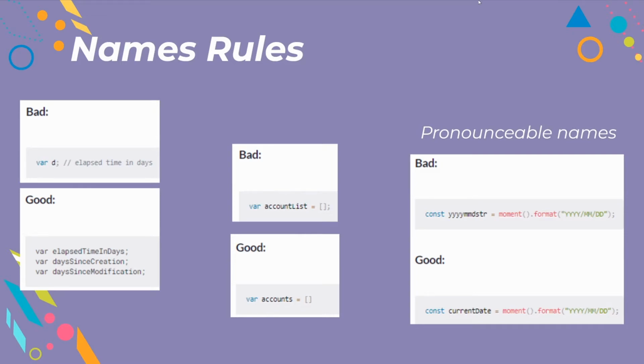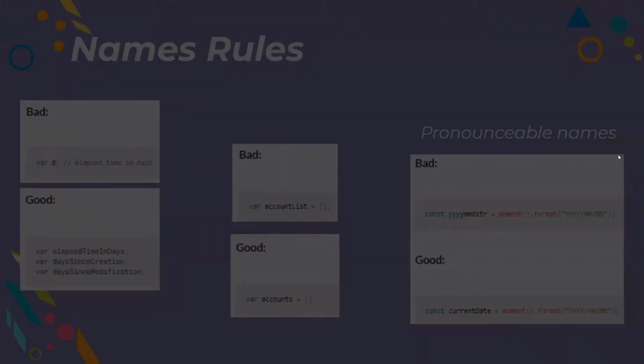The right side is pronounceable names. At the top, we have Yumstra, which we can't pronounce, but at the very bottom, it's current date, which makes more sense. Again, you're favoring readability over machine, so make sure it's proper English. Kobe could pronounce it because he's amazing, but most people can't. So if Kobe can pronounce it, that's not good enough.